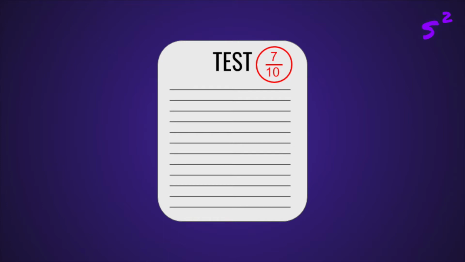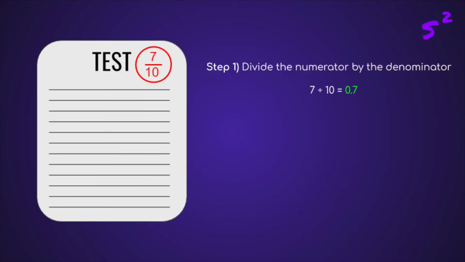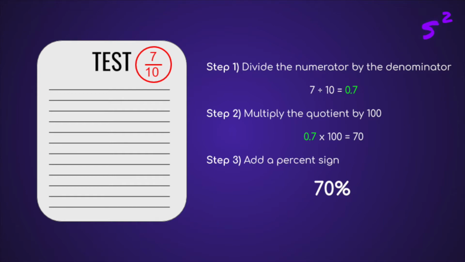In order to find the percent, we will follow 3 simple steps. Step 1 is to divide the numerator by the denominator. So 7 divided by 10 equals 0.7. The second step is to multiply the quotient by 100. 0.7 times 100 equals 70. And the final step is to add a percent sign. So 7 over 10 is equal to 70%. It is just that simple.